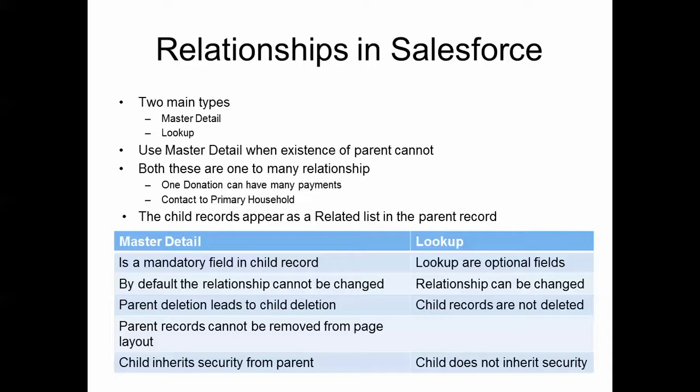The main differences between master detail and lookups are listed in this table. As we said, in master detail, the child must have the parent record defined. This is a mandatory field. Lookups are optional. They may exist, or you may choose not to specify them in a record.